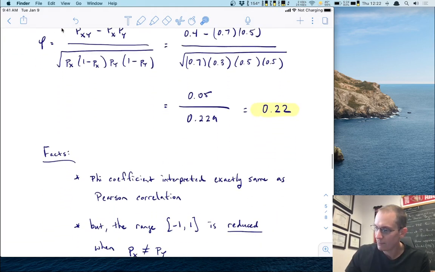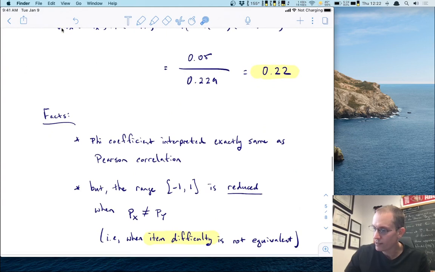A couple of facts about phi before we move on. First fact is, just as I mentioned, the phi coefficient is interpreted exactly the same as the Pearson correlation. But one thing that I'll mention is just a technical point that might come up at some point later in the course. The range of the Pearson correlation is -1 to 1. That's not always the case for the phi coefficient. The range will actually be reduced when px is not equal to py.